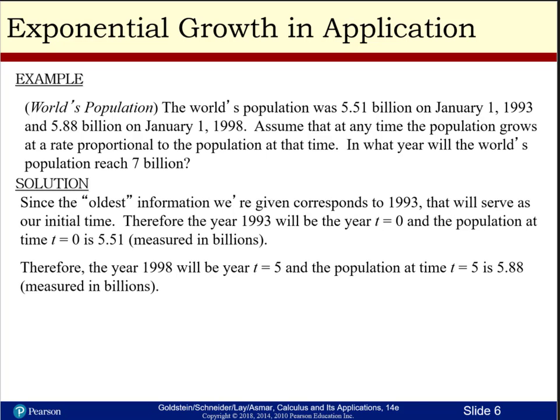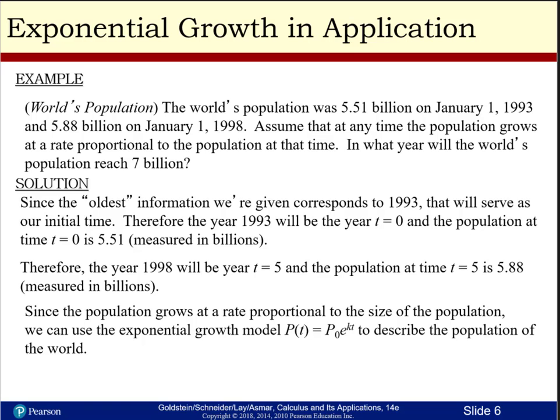Now, since the oldest information we're given corresponds to 1993, that's going to serve as our initial time. And that's what you're going to do with basically all of these kind of population or time problems. The very initial year that you're talking about, let t equals 0. And the population for t equals 0 is 5.51, measured in billions because we don't want to write all those zeros in there. Therefore, the year 1998 will be the year t equals 5, which is just 5 plus 1993. So if 1993 is 0, then 1998 would be 5. And the population at time t equals 5 is 5.88 billion. So we have 2 points. Very nice. 2 complete points.